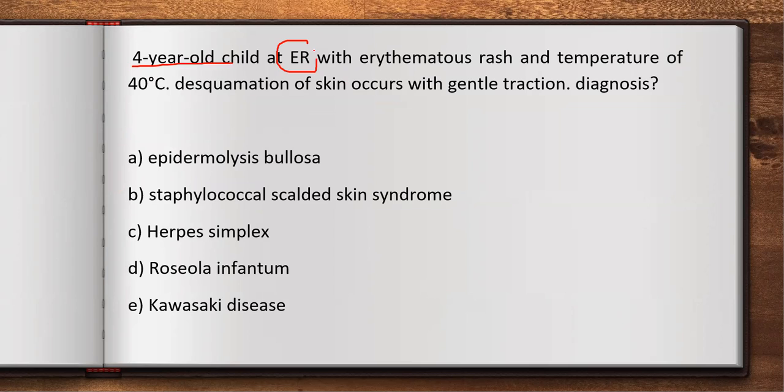Next, a 4-year-old child at the emergency room with erythematous rash and temperature of 40 degrees Celsius. Desquamation of skin occurs with gentle traction. What is the diagnosis? So there are conditions called epidermolysis bullosa, staphylococcal scalded skin syndrome, herpes simplex, roseola infantum, Kawasaki disease. What do you think this patient has got?